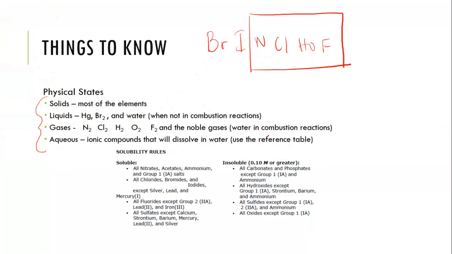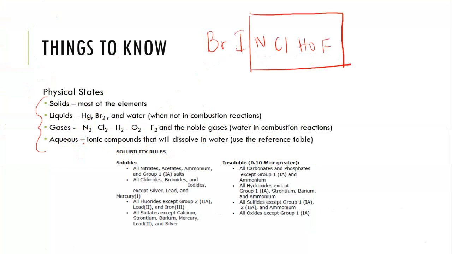Everything else that we have should fall either as an element that would be a solid or an ionic compound. Most of the time that will be either aqueous or a solid. Remember what we learned about ionic compounds back in Module 6. Ionic compounds are solids at room temperature unless they'll dissolve in water, in which case we call them aqueous. That's exactly what aqueous means, dissolved in water.